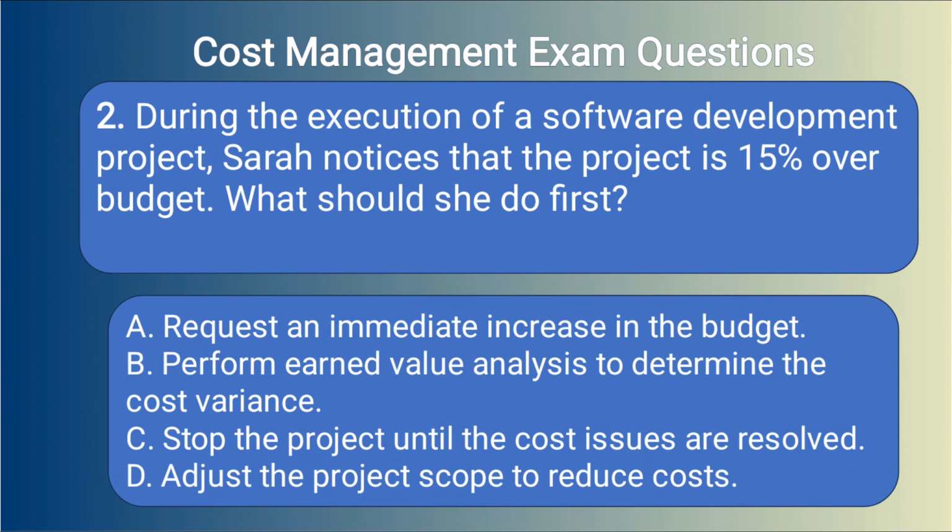2. During the execution of a software development project, Sarah notices that the project is 15% over budget. What should she do first? A. Request an immediate increase in the budget. B. Perform earned value analysis to determine the cost variance. C. Stop the project until the cost issues are resolved. D. Adjust the project scope to reduce costs.